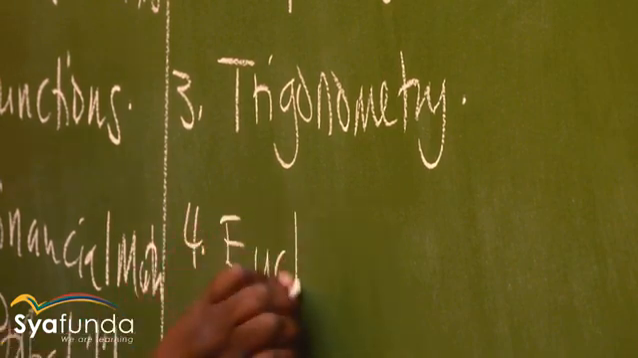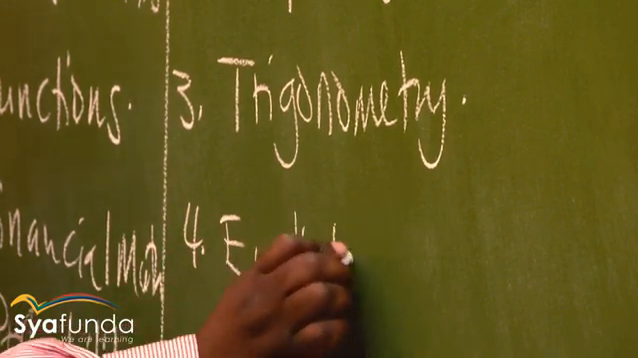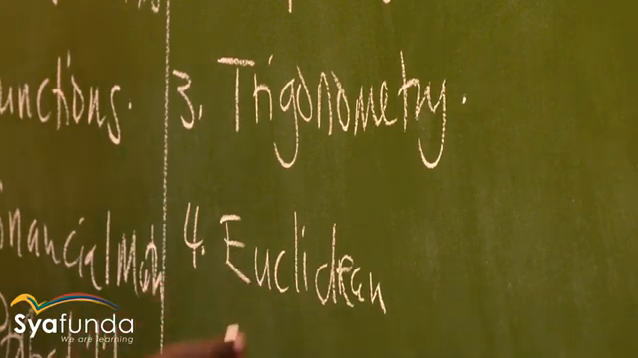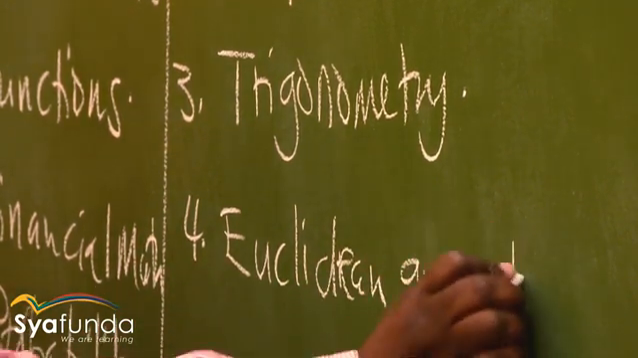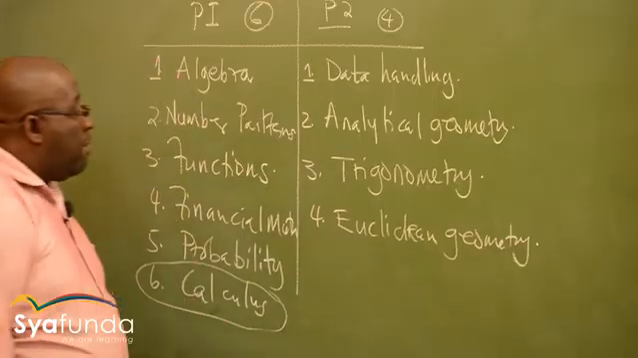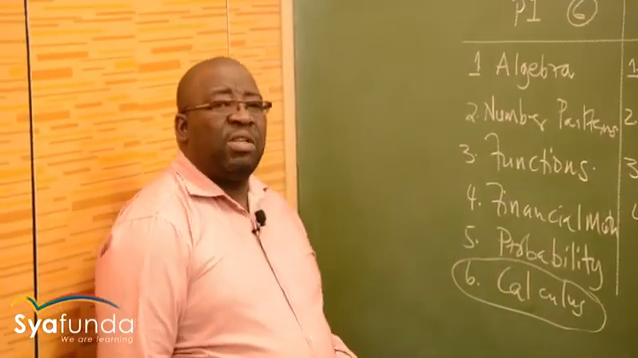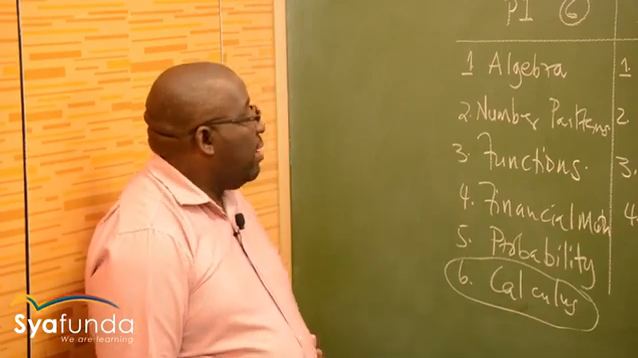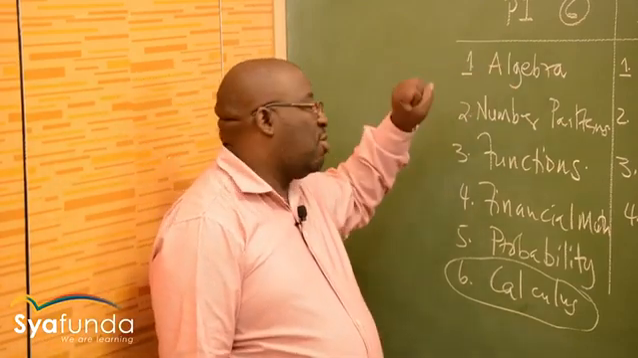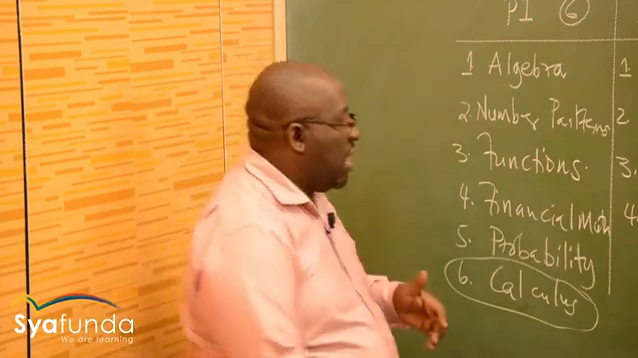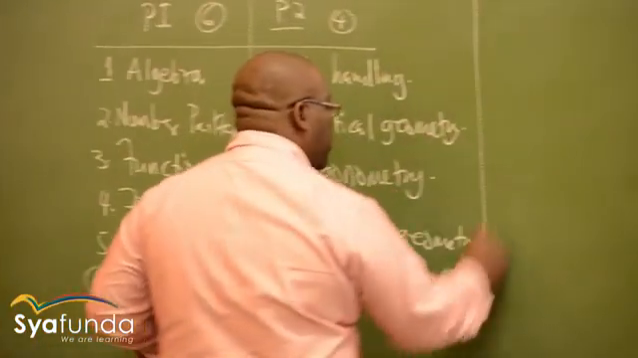Remember, Euclidean geometry used to be paper 3. Now it comes under paper 2, Euclidean geometry. Right, these are the main topics that we need to understand at Grade 11 level. Remember that each and every chapter has its own subtopics. As I said, today I want us to look at the topic algebra.